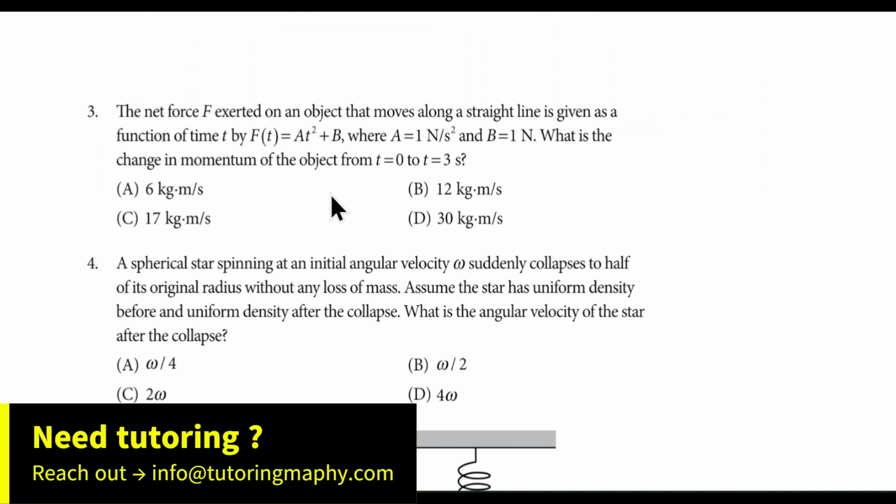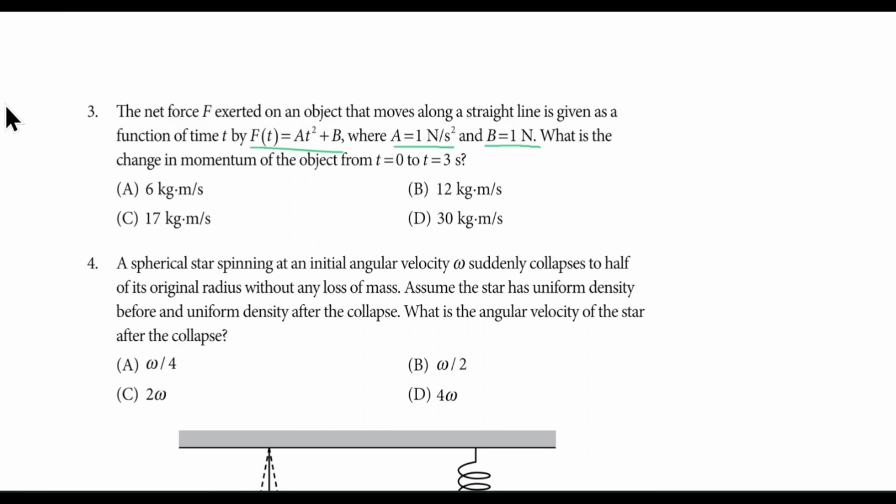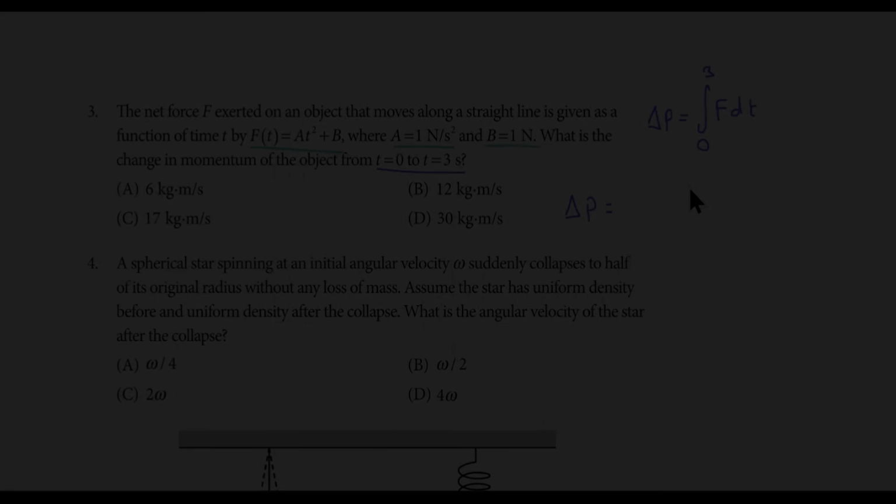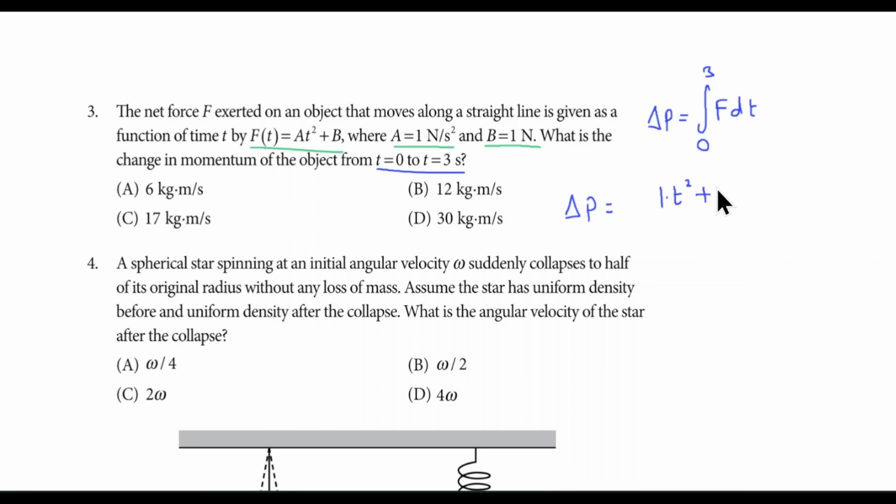Okay, a net force F is exerted in a straight line given by this, where F is this, A is this, B is this. What is the change in momentum? We know that the change in momentum, also called impulse, is given by the integration of F dt, right? The integration is from 0 to 3, of course. So the impulse is going to be the integral of A t square plus B, where A is 1, so t square, and B is again 1, dt, from 0 to 3. So that's going to work as t square plus 1 dt from 0 to 3. So this will look like t cube over 3 plus t.